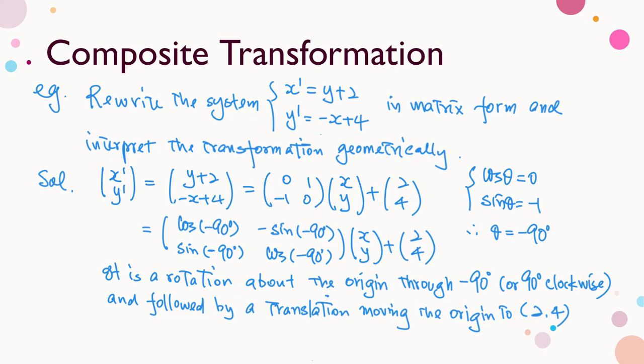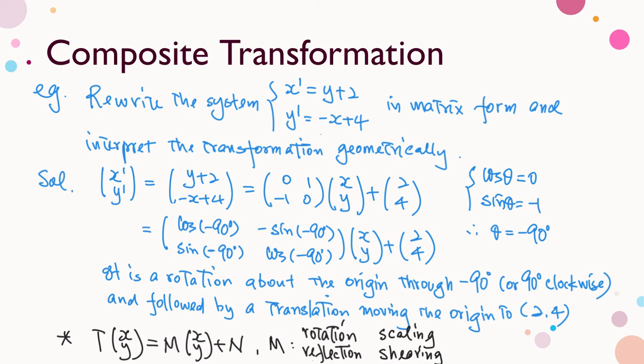In general, a transformation in R2 has the following form, for some 2 by 2 matrix M and 2 by 1 matrix N, where M is a rotation, reflection, scaling, shearing, or a composition of these, and N is a translation.